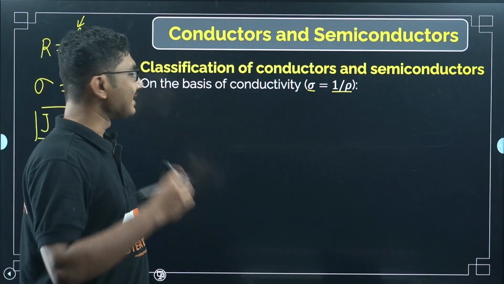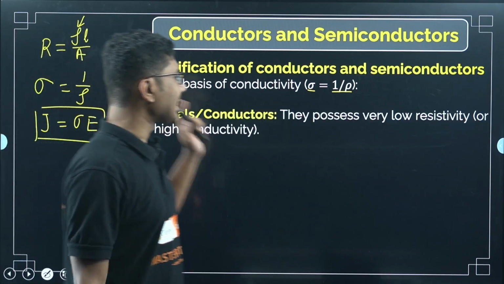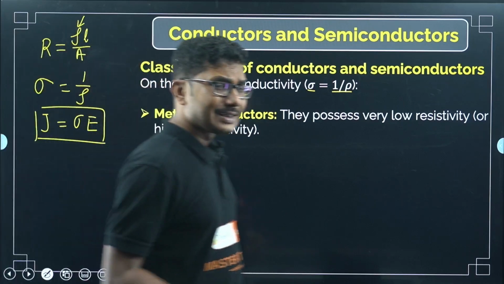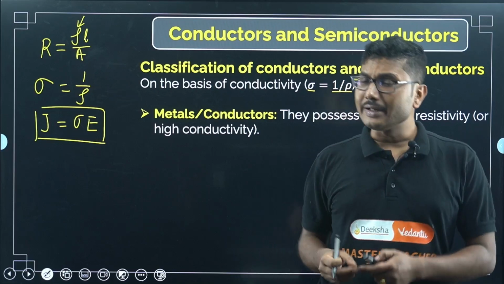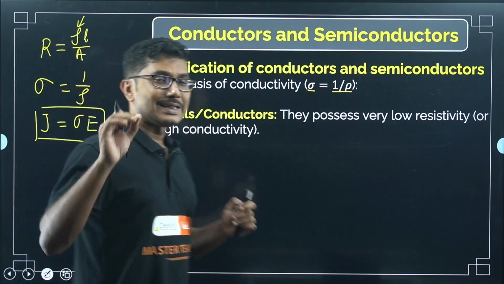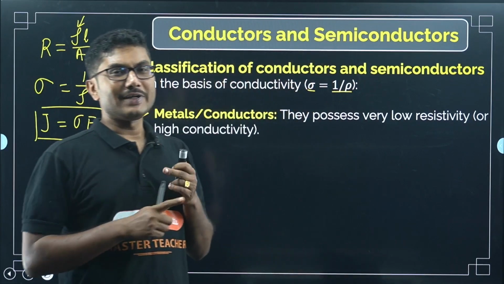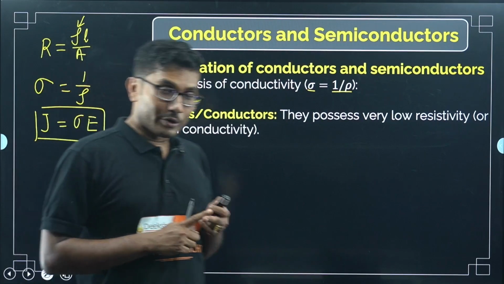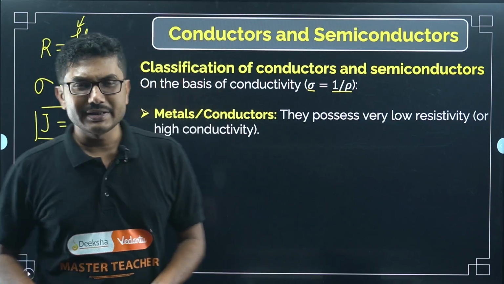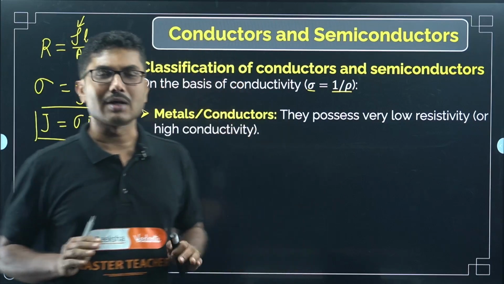Okay, so these are the basic things that we need to remember. Now metals and conductors usually have very low resistance, right? Low resistance means low resistivity, and low resistivity means high conductivity, right? So basically these are all connected using a thread. High resistivity means low conductivity, low resistivity means high conductivity. So conductors are very good conductors of electricity. Not every one, but on average all the metals are good conductors.